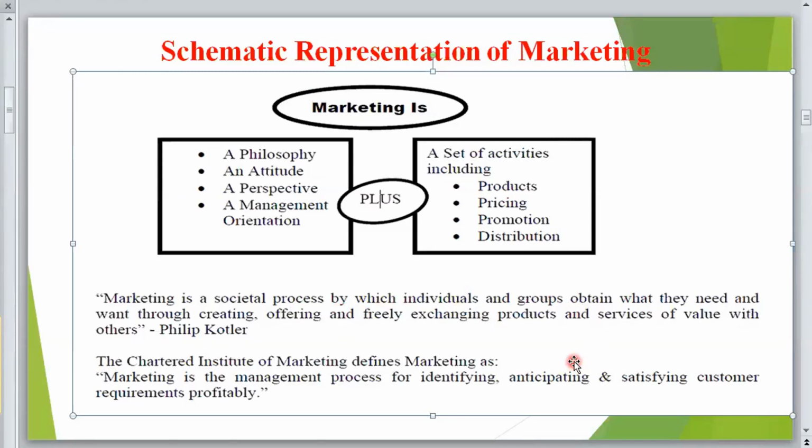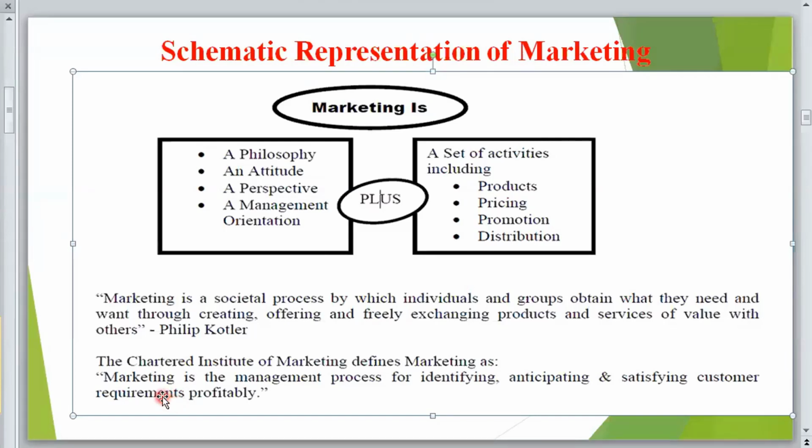So, according to the Chartered Institute of Marketing, marketing can be defined as a management as well as a societal process: identifying, anticipating, and satisfying customer requirements profitably. So this is what makes marketing, either industrial marketing or consumer marketing, similar in terms of definition. What makes them different is in terms of identifying the customer's requirements.